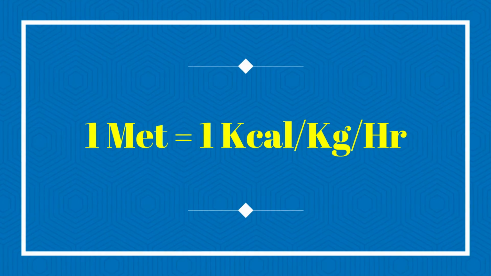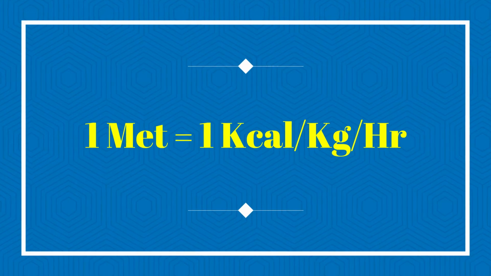Exercise intensity is measured in METs, and 1 MET is defined as 1 kilocalorie per kilogram per hour and is roughly equivalent to the amount of energy that is burned while sitting still. Moderate exercise burns about 3 METs, and vigorous exercise burns 6 or more METs. I've included a link to the compendium of physical activities in the description below, where you can check the METs for different forms of exercise.